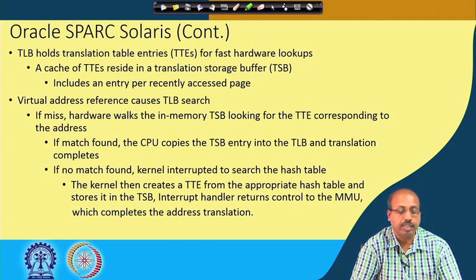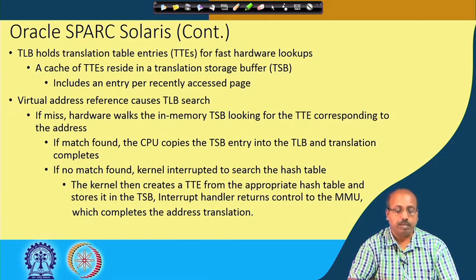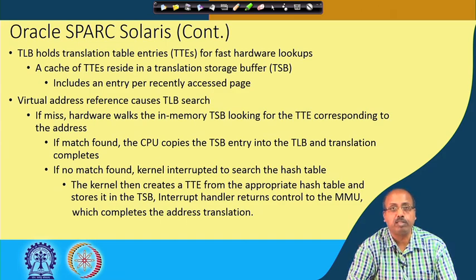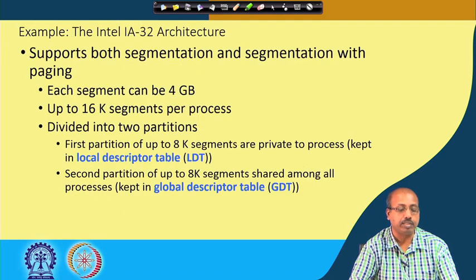A virtual address reference causes the TLB search. If there is a miss, then the hardware will walk the in-memory TSB looking for the TTE corresponding to the address. That is the standard approach. If there is a TLB miss, it will look into the physical memory. If there is no match, then the kernel will be interrupted to search in the hash table, and the kernel will then create a TTE from the appropriate hash table and store it in the TSB. So, that way it works. It is quite complex that way.